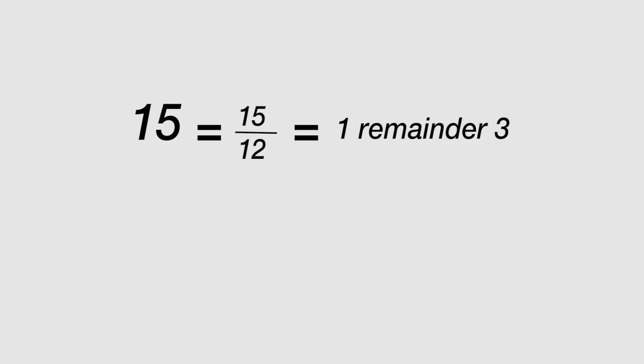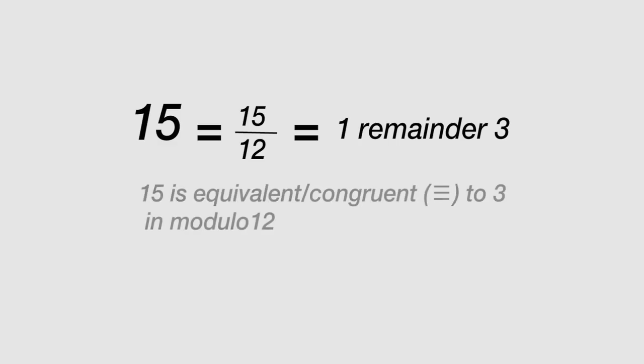What we do is we divide 15 by 12, which is the modulo. That gives us 1 remainder 3, where 1 is the quotient and 3 is the remainder. And 12 is said to be the divisor or the modulo. And so we say 15 is equivalent to 3 in mod 12. This means that 15 minus 3 is a multiple of 12.